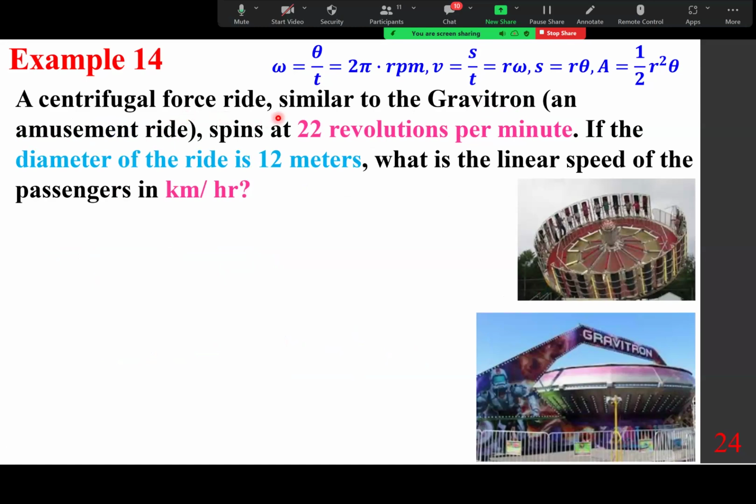A centrifugal force ride, similar to gravitron, an amusement ride, spins at 22 revolutions per minute. If the diameter of the ride is 12 meters, what is the linear speed of the passengers in kilometers per hour? And these are some pictures to give you the idea.